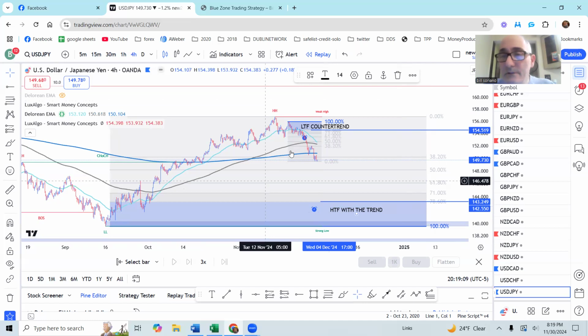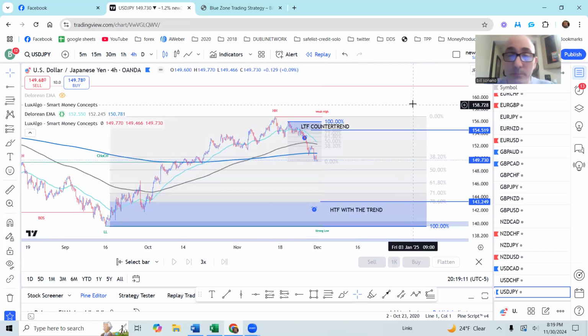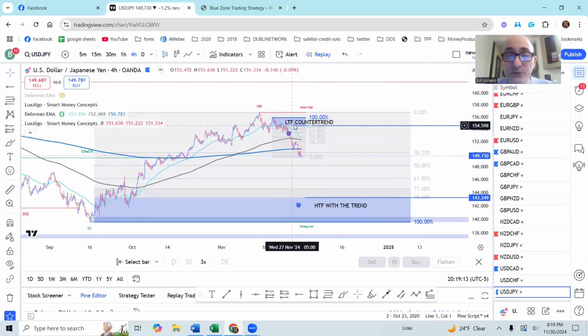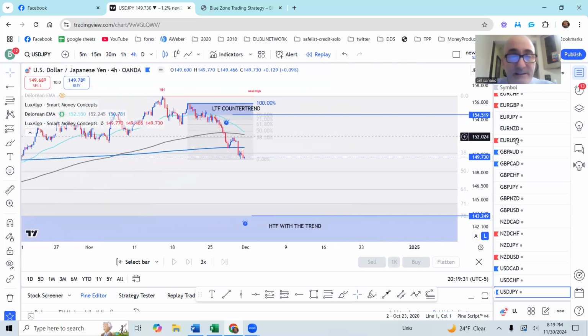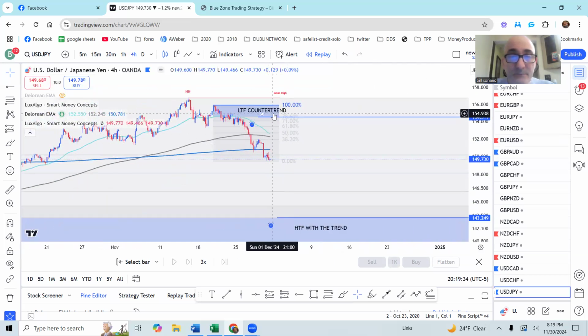And so now tomorrow night when the market's open, you have actually 2 different alerts set here for USDJPY, right? You have the higher time frame with the trend alert set at 143.249, and you have the lower time frame alert set at 154.519. Okay.